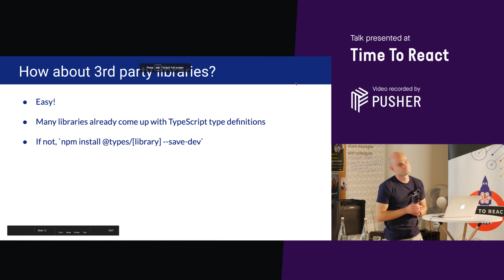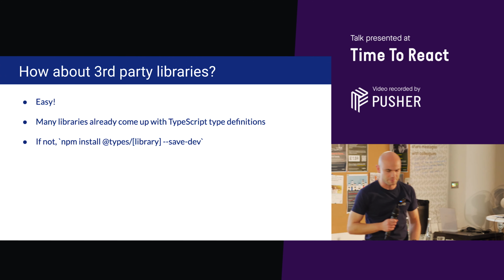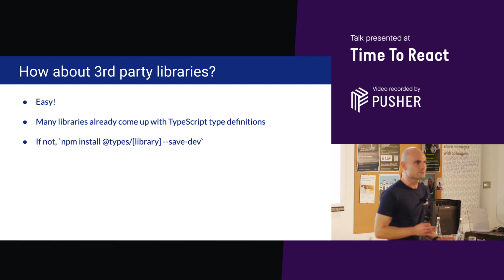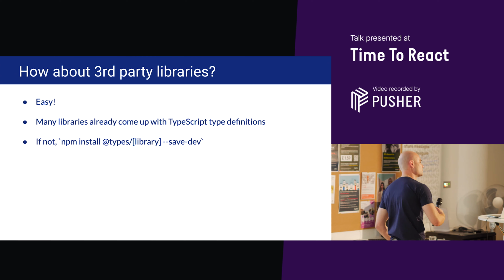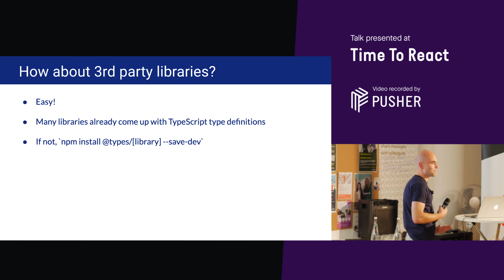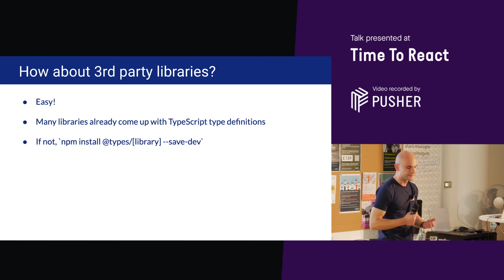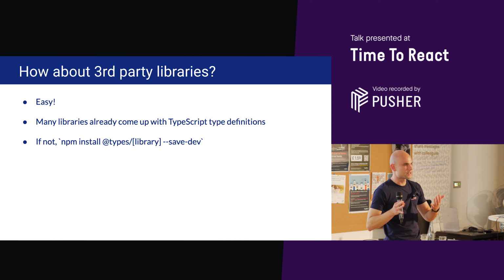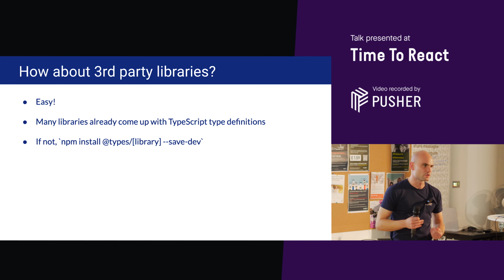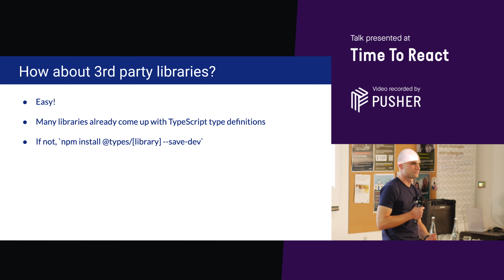So you may have a question: what about third-party libraries? We cannot just write software by re-implementing everything. I'm already talking about React. Luckily, it's not a problem. Many libraries already come with TypeScript definitions. Even if a certain library doesn't have them, you can install them separately from DefinitelyTyped.